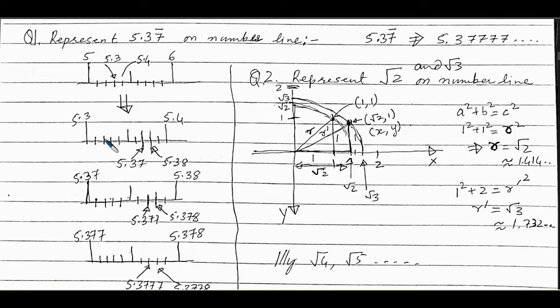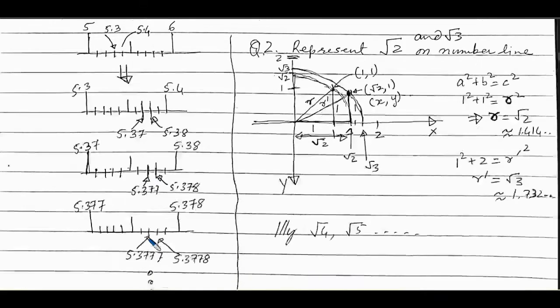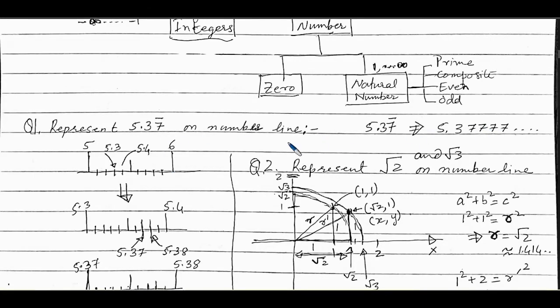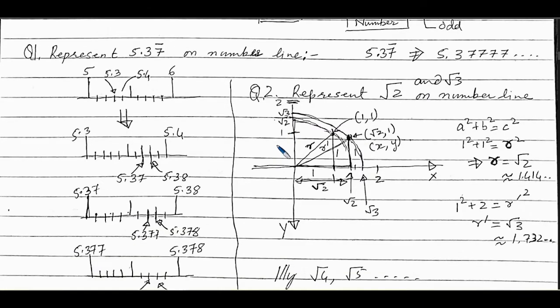Then I go between 5.3 and 5.4, again divide into 10. I have here 5.37, that is 5.31, 32, 33, 34, 35, 36, 37. So this is between 5.37 and 5.38 because it is 5.377. So now again you break 5.37 and 5.38 into 10. So again you take 7 and this is 5.378 and this is 5.377. So if you go on doing it, you will come closer and closer to this value 5.3777. And how do you represent irrational numbers, say square root 2 or square root 3, on a number line?